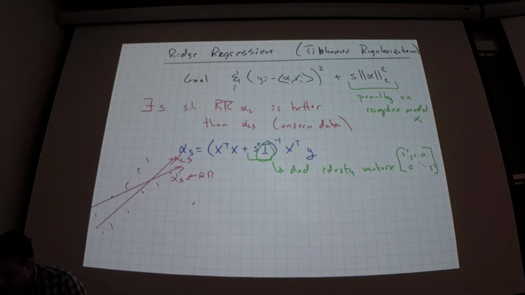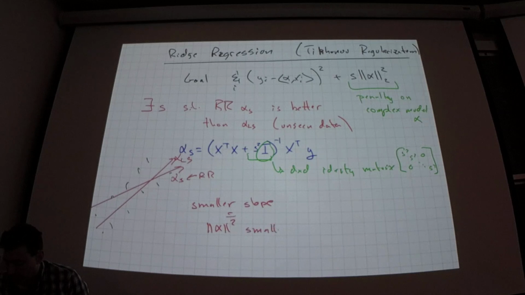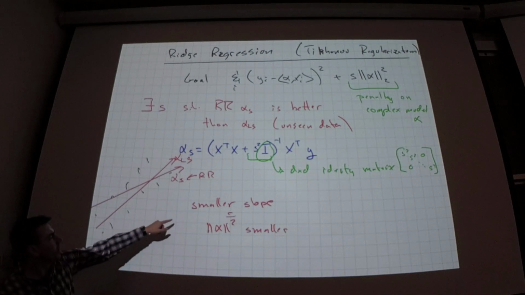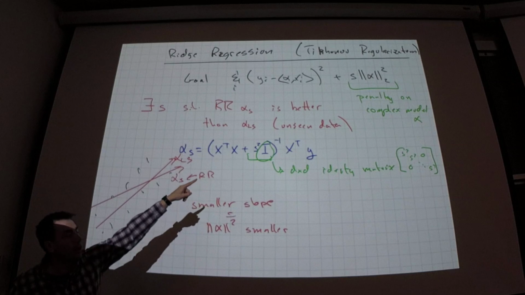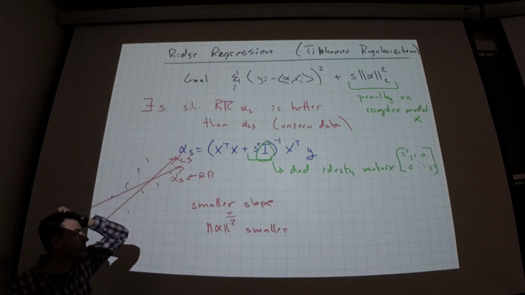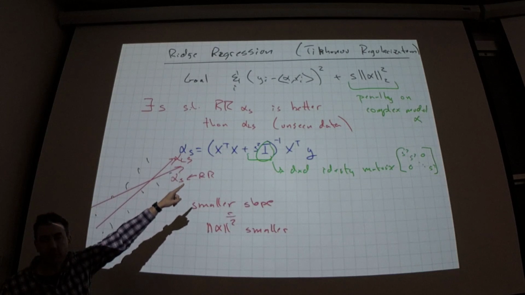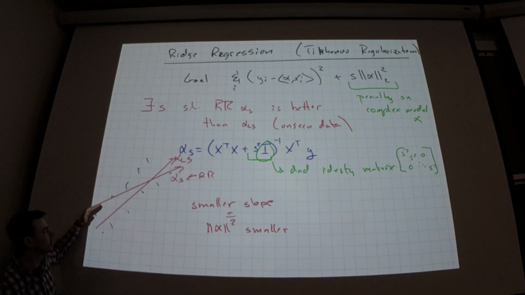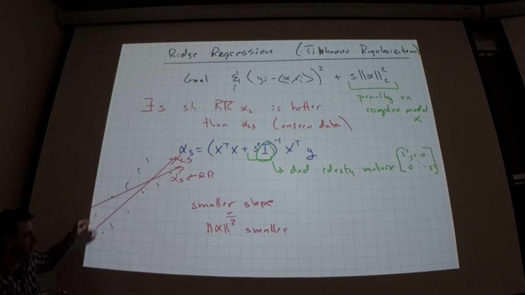The slope being smaller corresponds with the norm, right? A smaller slope is equivalent basically to this squared being smaller. So when I penalize having a large L2 norm of the model coefficients, the slope is smaller here. That is what's going on.